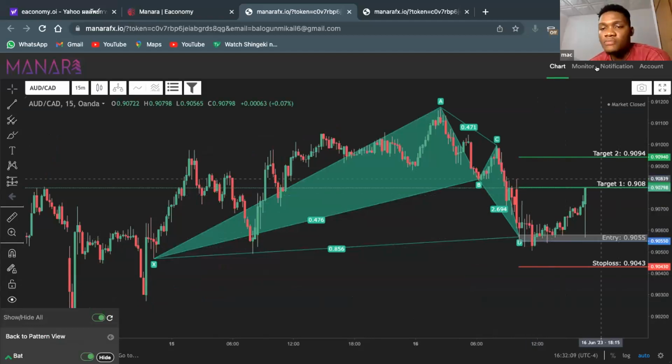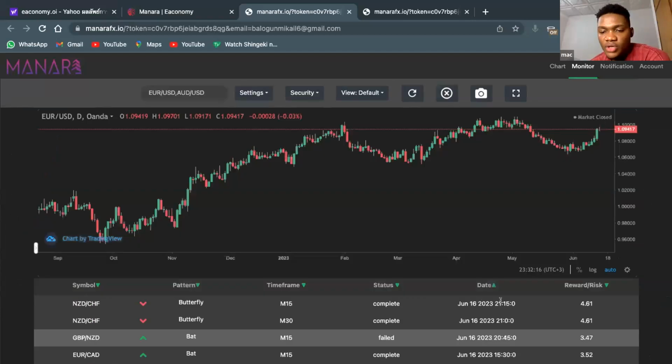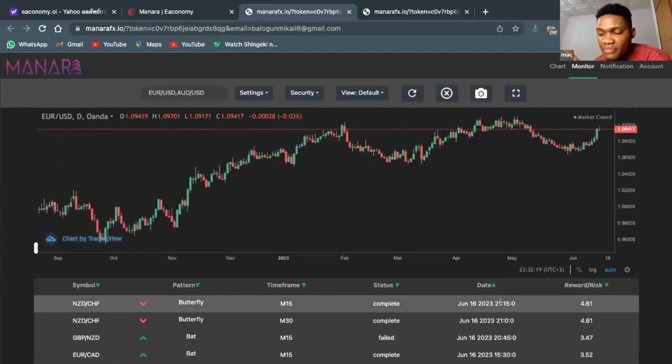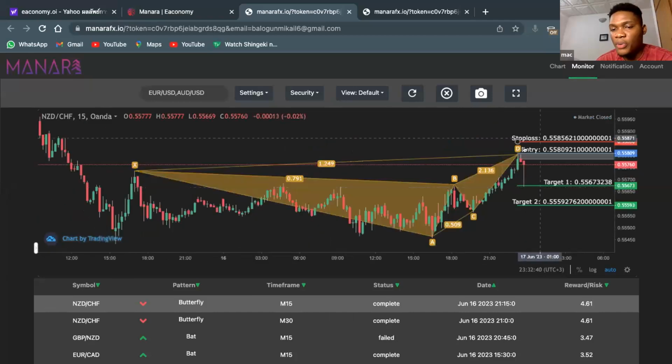Let me go back to notification. Now let me go back to monitor. This was the trade given around 9 p.m. on Friday. Okay, 9 p.m., and it was on a 15 minutes time frame on NZD CHF, and it was a butterfly pattern. So when you click on it, you can see how its stop loss was given, starting from the entry and trying to move into TP1 and TP2. But currently it is on TP2.